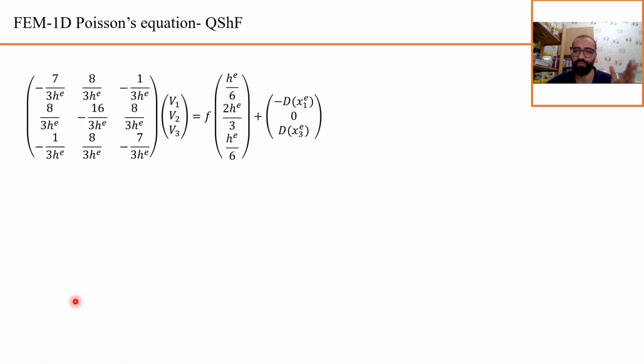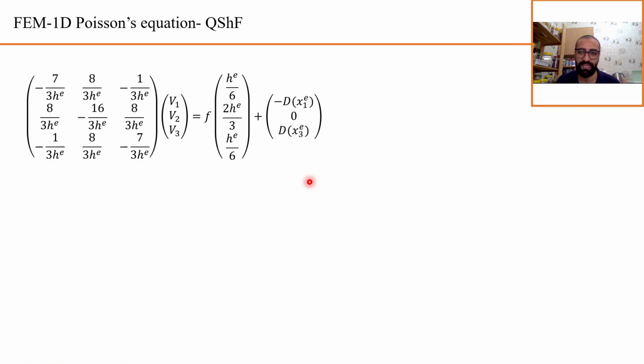Therefore, the matrix form of the system of equations for only one element will be like this. And this is what we want, because once we have this matrix, we can easily calculate the unknown coefficients, that is, the values of the potential at nodes 1, 2, 3, which will be just the inverse of this matrix times the right-hand side matrix.